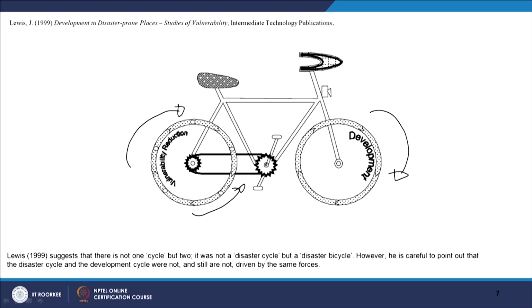So here one has to look at it. It's not the development always taking the vulnerability forward, but it's also the different forces bringing this vulnerability in a different direction. That is one phase he talks about, from the concept of moving of a cycle, the disaster cycle, to a disaster bicycle. Now I started working on the vulnerabilities.